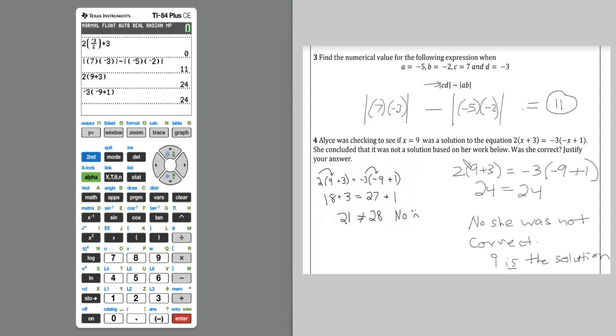Now, remember the word justify. Justify means show work to prove it, and I did it right here. If it said explain, then I would have to explain in words. She must have made a mistake. When you substitute 9 in, you get 24 on the left side, 24 on the right side, and therefore it is equal. So 9 must be the answer. But because it just says justify, was she correct? I'm going to write no. And then that work is all I need to do and show for my justification. All right, let's move on to the next questions.